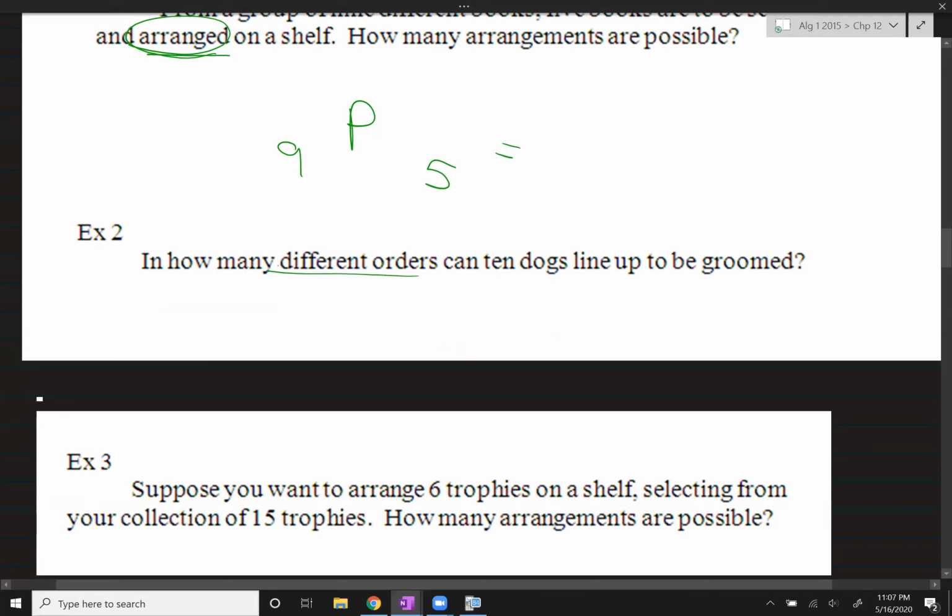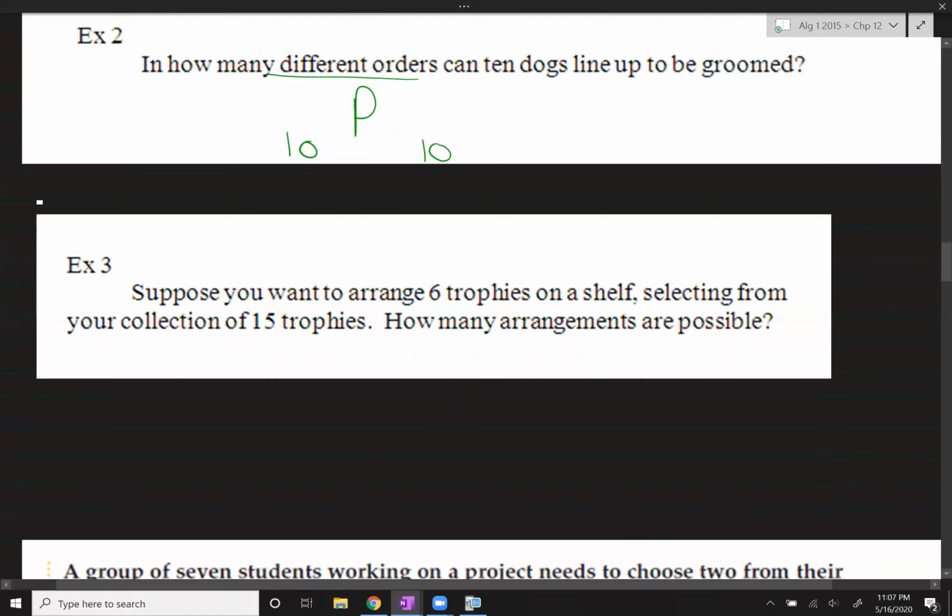Now, how many different orders can 10 dogs be lined up to be groomed? So you have 10 dogs. We're going to line up all 10 of them. Now we're selecting all of them, so it wouldn't make sense to make this into a combination. So it is a permutation. So we have dog 1, dog 2, dog 3, dog 4, dog 5, dog 6. You get the idea. The order does matter, because if we flip 1 and 2, that changes the order in which they will be groomed. So it's permutation.